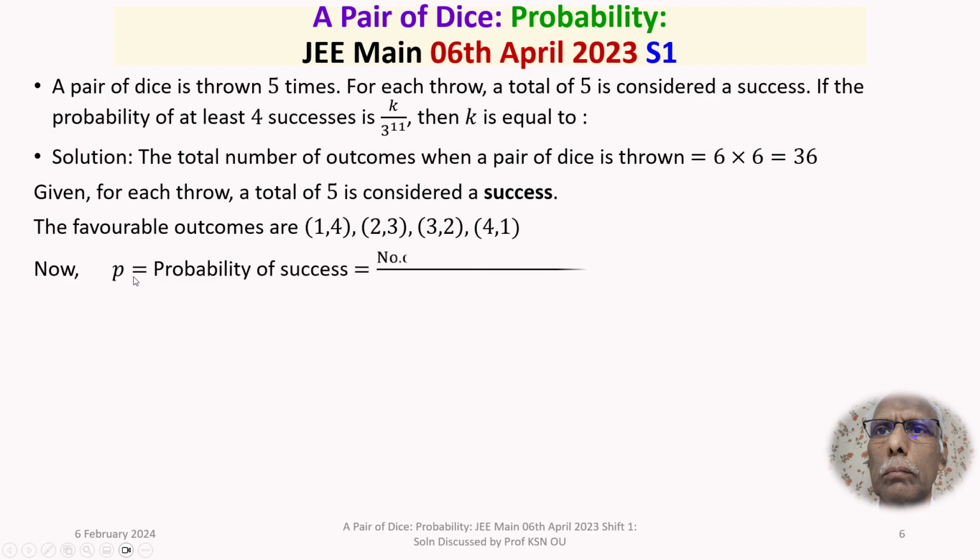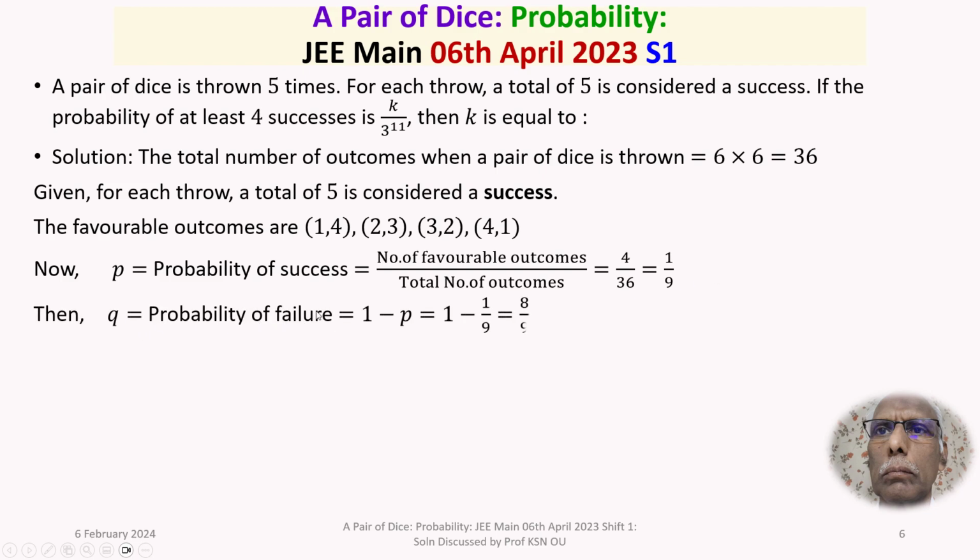Now, small p denotes the probability of success, and that is given by the number of favorable outcomes by the total number of outcomes. Favorable outcomes are 4 by total number of outcomes 36, 4 by 36, that is equal to 1 by 9. And you know q, the probability of failure, is 1 minus p. Why 1 minus p? Because the probability of success p plus q, the probability of failure, is equal to 1. So q is equal to 1 minus p, and that is 1 minus 1 by 9, equal to 8 by 9.